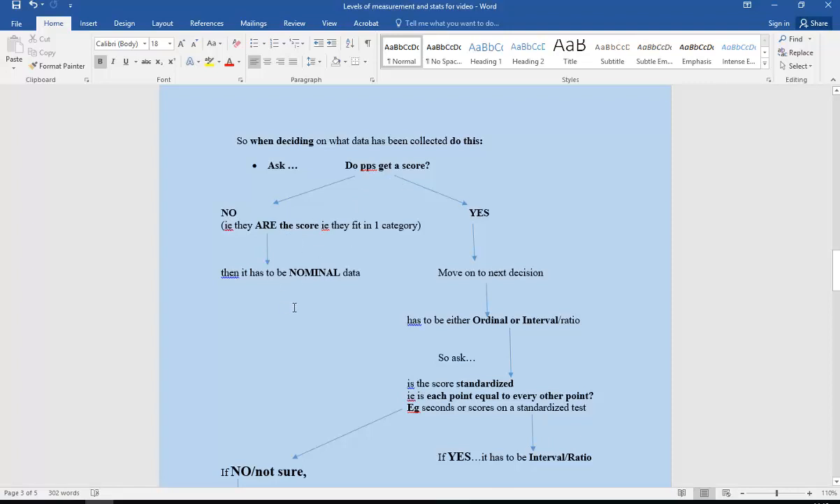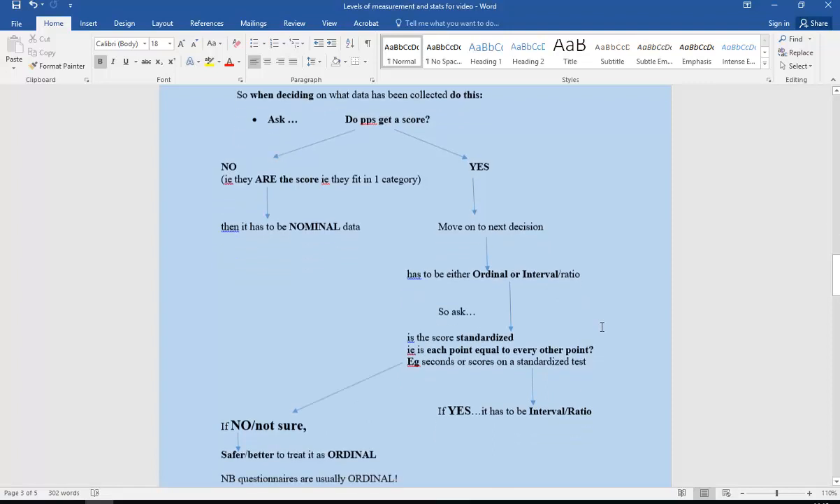So for example, if we're looking at how many children are playing on the pavement versus how many children are playing in the street, the children don't get a score out of 100, they are the score. So ask yourself, are they the score or do they get a score, e.g. out of 50 or out of 100? If they are the score, then it's got to be nominal data. If they actually get a score, then we have to move on to the next decision: it's got to be either ordinal or interval.